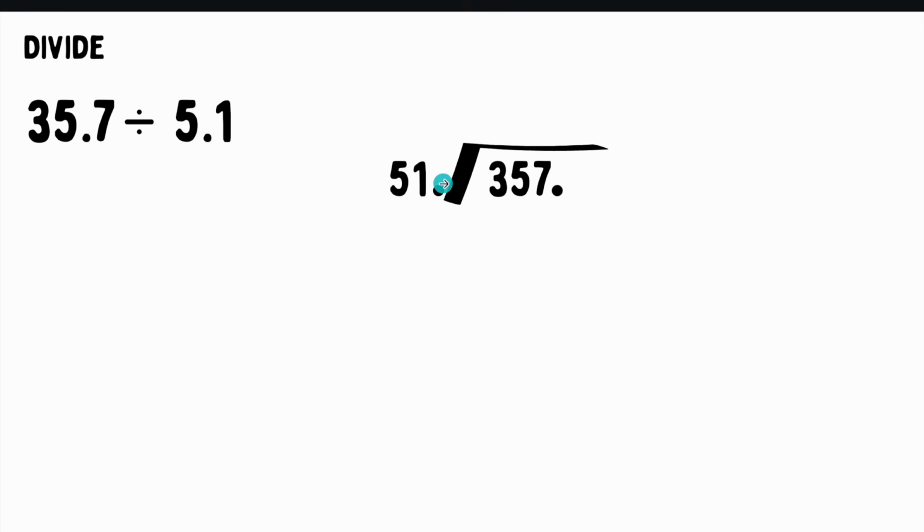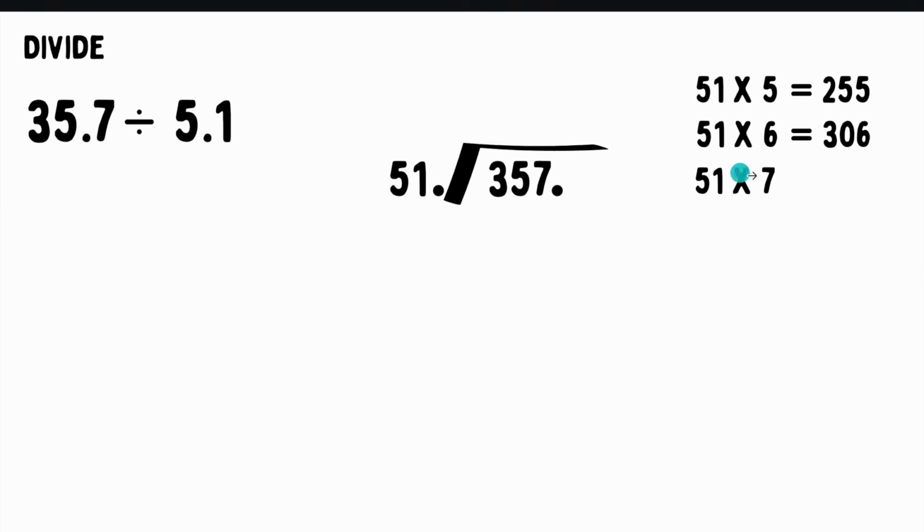Now let's think about it. 51 times what will get us close to 357? I think we should start by 5 because that's a friendly number. Well, we know that 50 times 5 is 250, plus 1 times 5, that will be 255. Let's keep going. 51 times 6. Well, we know that 50 times 6 is 300, plus 1 times 6, that will be 306. Let's see if we can get a little bit closer. 51 times 7. Well, we know that 50 times 7 is 350, plus 7 is 357. That's perfect. 51 times 7 is 357.